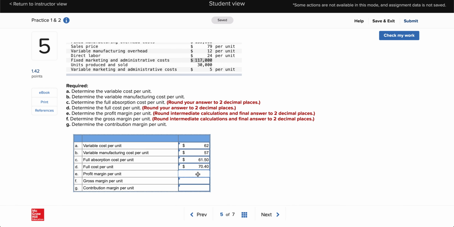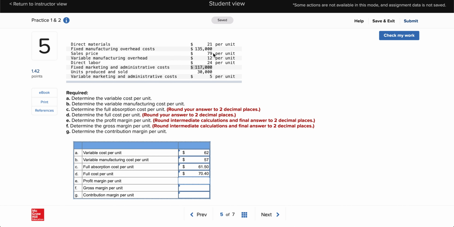So what is our profit margin per unit? They give us a sale price of $79 per unit. So we want to take the $79 and subtract from that the $70.40, which is the full cost per unit. So if we are looking at our profit, we have considered not only the manufacturing cost, but the marketing and admin cost, and that gives us our profit. And that works out to $8.60. Again, that is the $79 sale price minus our full cost per unit of $70.40.